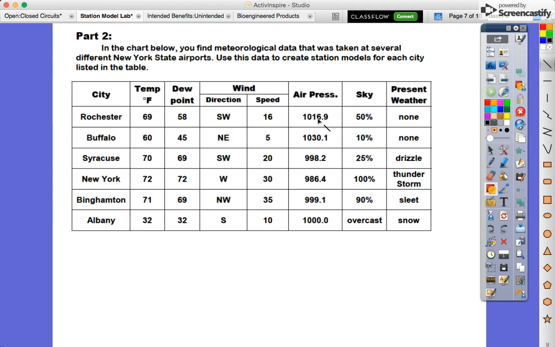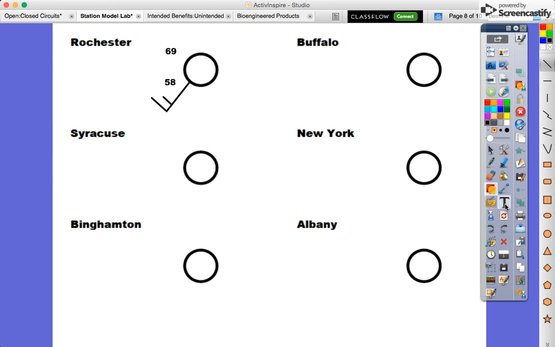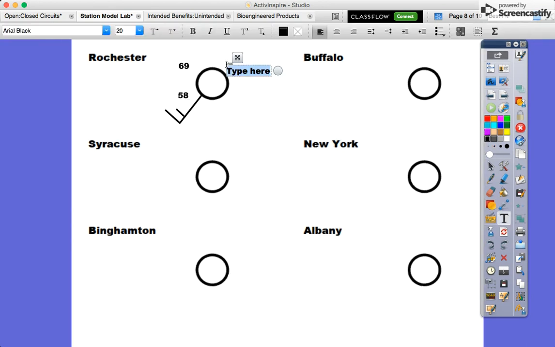And then the air pressure is 1,016.9 millibars. So we work backwards here. If there is a 10 in front of the number, we take the 10 off, and we take the last 3 numbers without the decimal. So it would be 169, and that's going to go in the top right hand, 169, our air pressure.